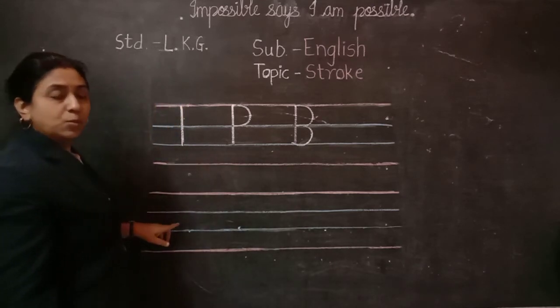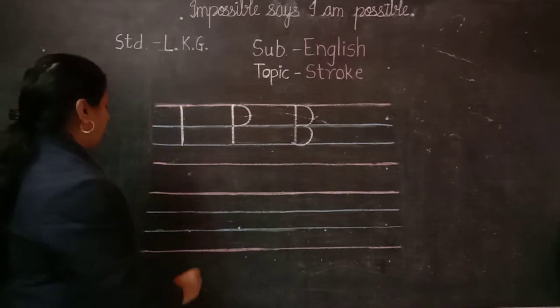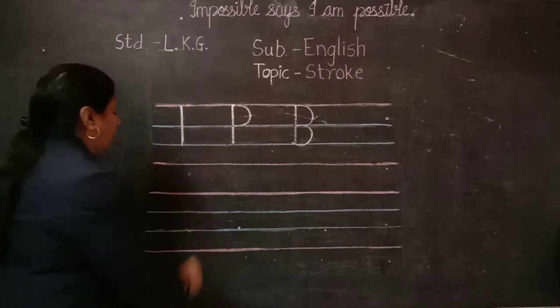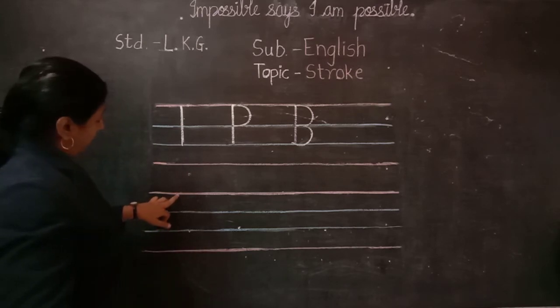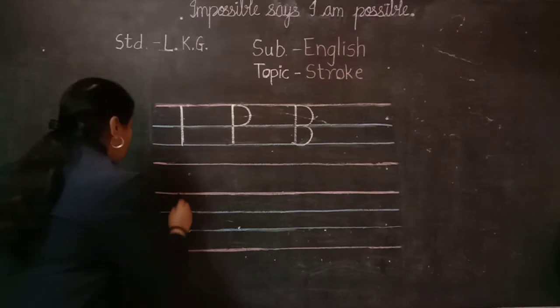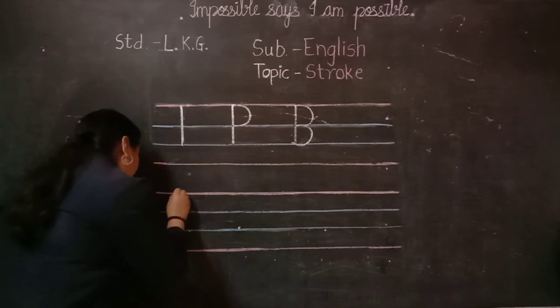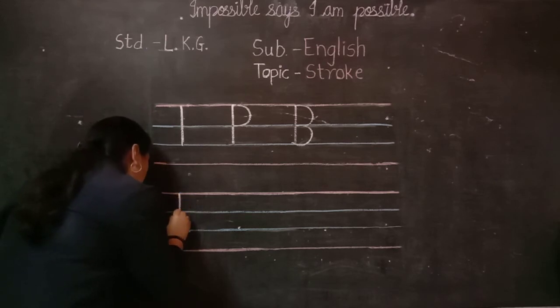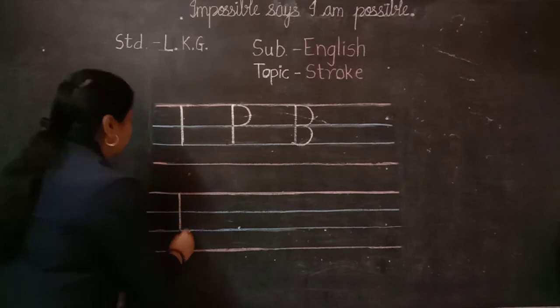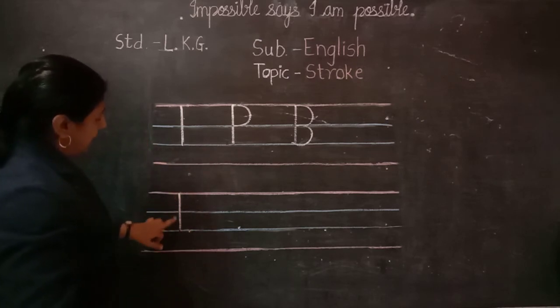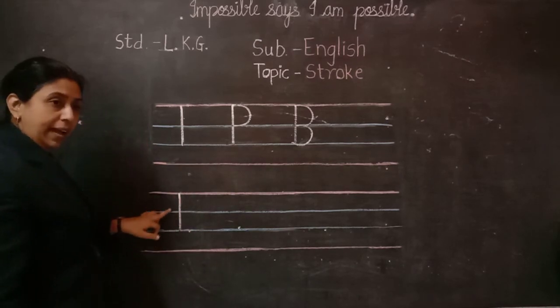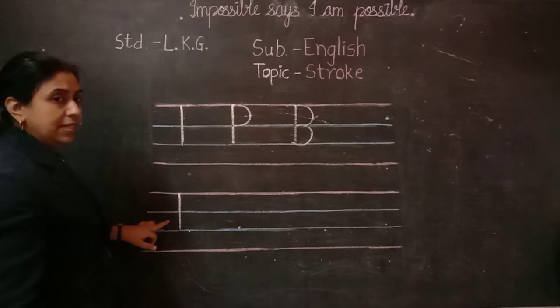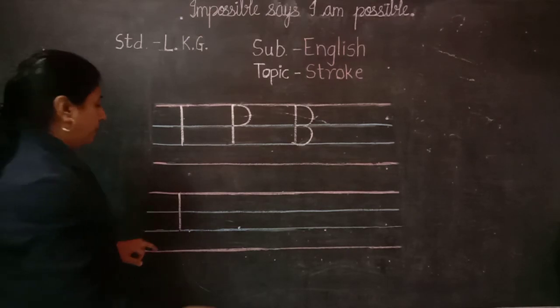How to write small b? First you have to write a standing line from red line to blue line. Which line is this? Standing line.